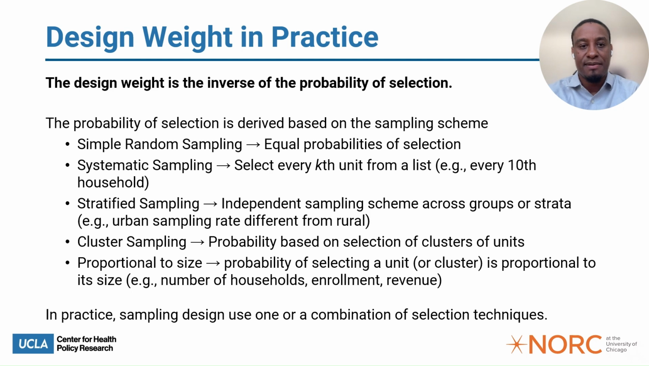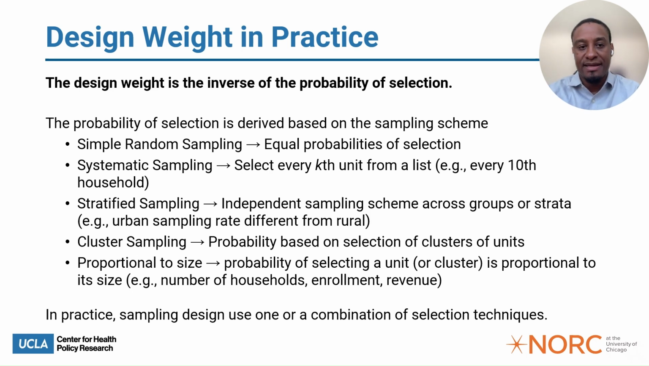In systematic sampling, we select every k-th unit from a list. For example, we may select every 10th household from a street. In stratified sampling, we partition the population into groups and we independently select from each group. The keyword here is independently. Therefore, we may use different sampling techniques or different sampling rates and so on.